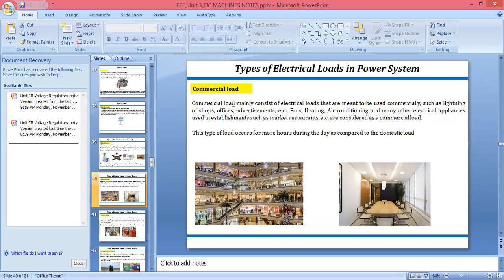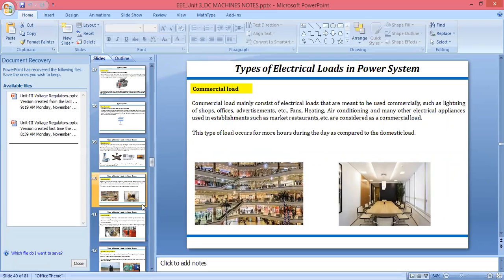These devices can be used in the market, restaurants, offices, and shops, and these are considered commercial load because we can use these loads commercially. This type of load occurs for more hours during the day as compared to the domestic load, because in malls, offices, and shops, we are using lights and fans continuously.